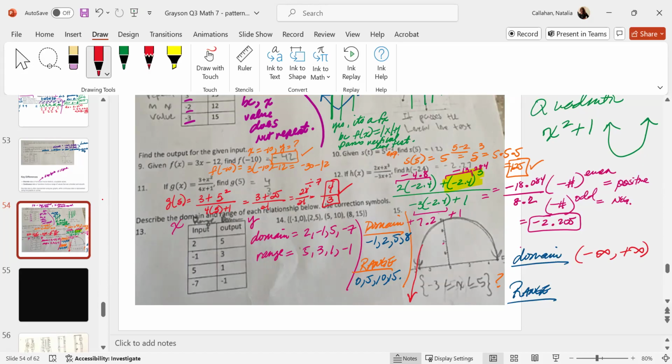Because that matters. If it didn't have arrows and it just had points like this, then that means it stops right there at -3. But did it have an arrow or does it not have arrows? If it had arrows, it's negative infinity to positive infinity. Do you understand that? If it's a dot, then it's just -3, comma, 5 with brackets.